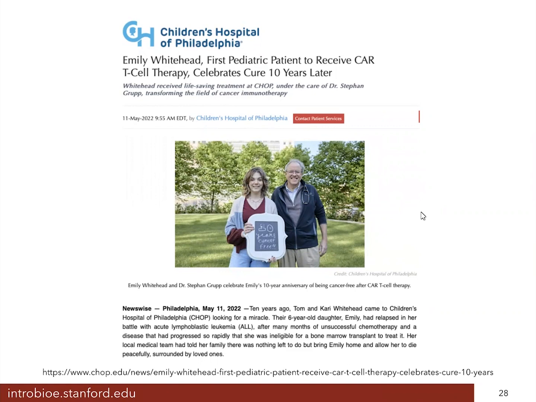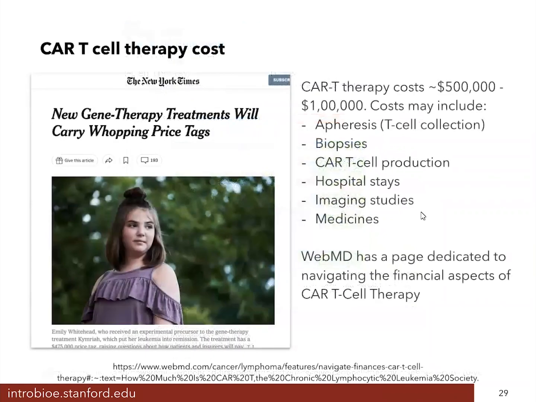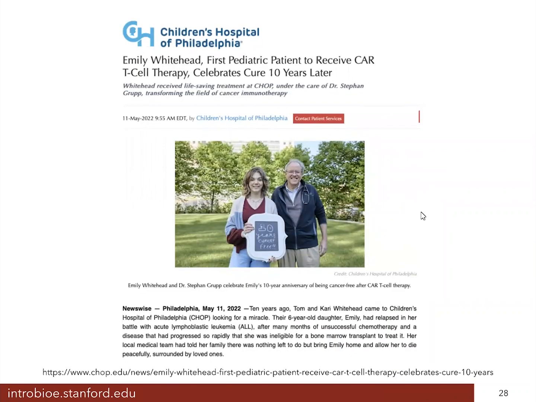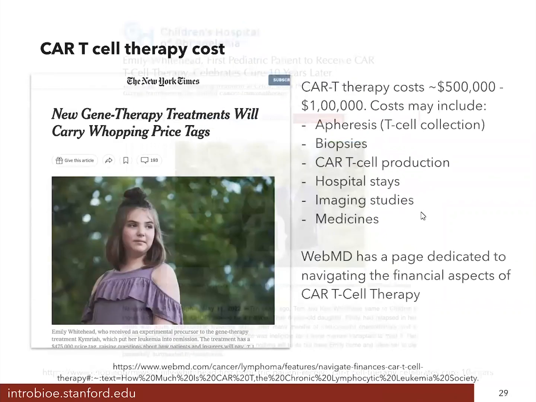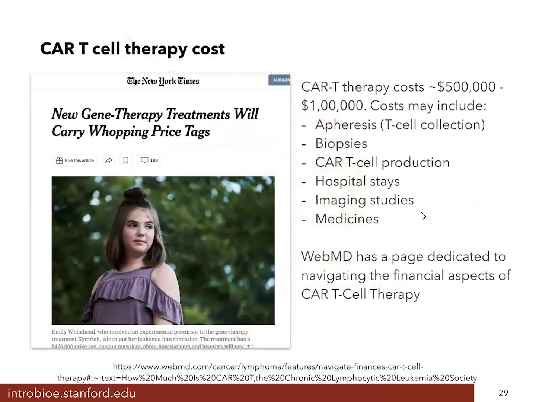Since Emily, lots and lots of people have received CAR T therapy, and it's been great. It actually helped cure cancer in lots of people worldwide, but it's not without controversy. So CAR T therapy is incredibly expensive. It costs anywhere from $500,000 to around $1 million per patient that gets treated.